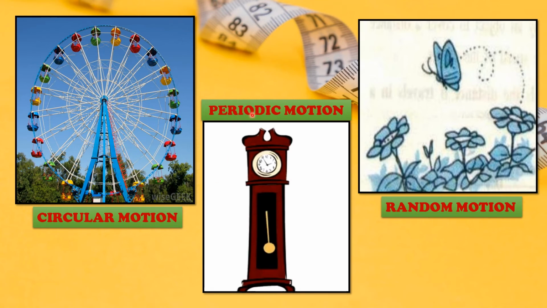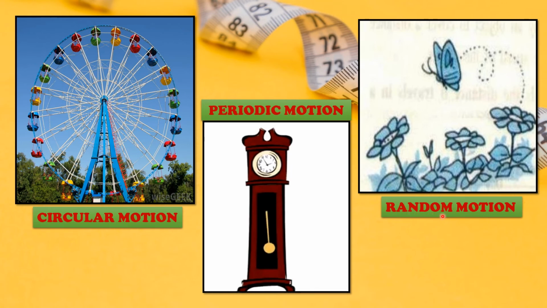Next is periodic motion. A motion which repeats itself after a fixed interval of time is said to be periodic. For example, motion of the hands of a clock, to and fro motion of a pendulum, and the earth's revolution around the sun are examples of periodic motion.